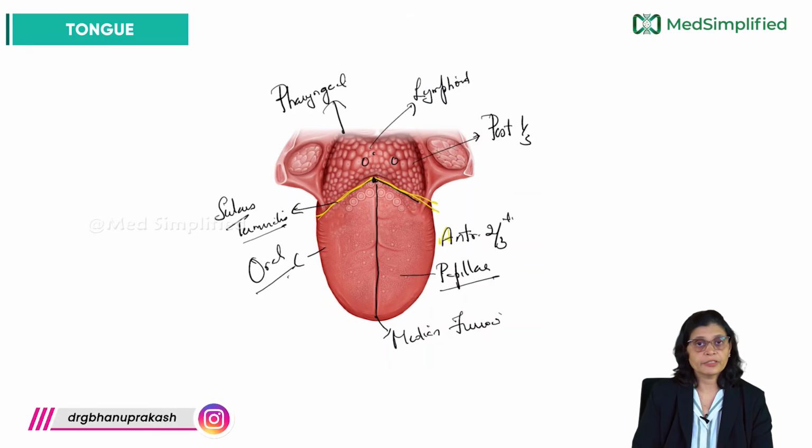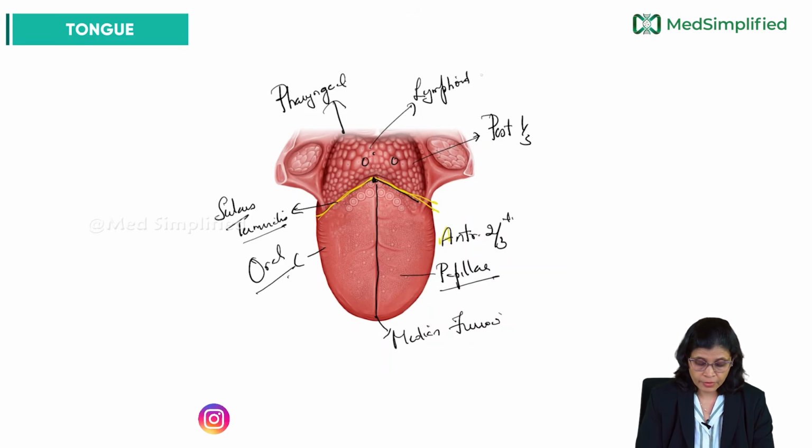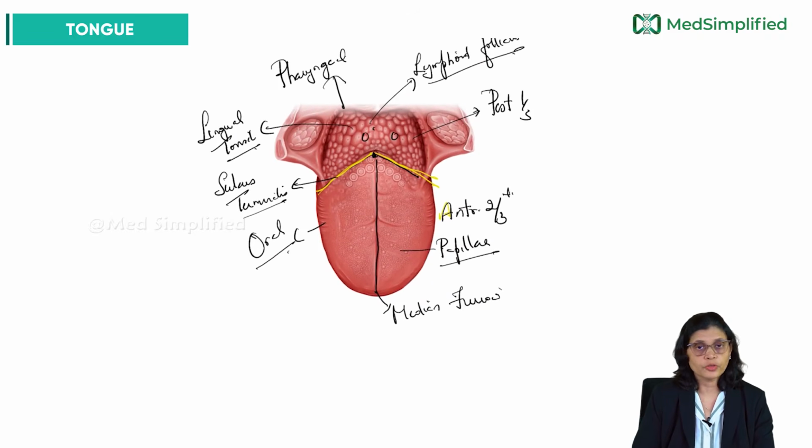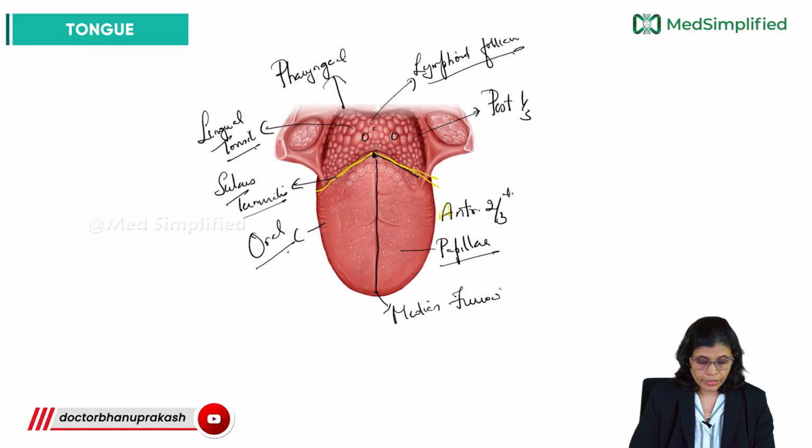so the pharyngeal part, which forms part of the anterior wall of the oropharynx, will have a lot of lymphoid follicles, which we call the lingual tonsil. In addition to that, there will also be a large amount of mucous and serous glands present there. Those are the features which we see in the dorsal surface of the tongue.